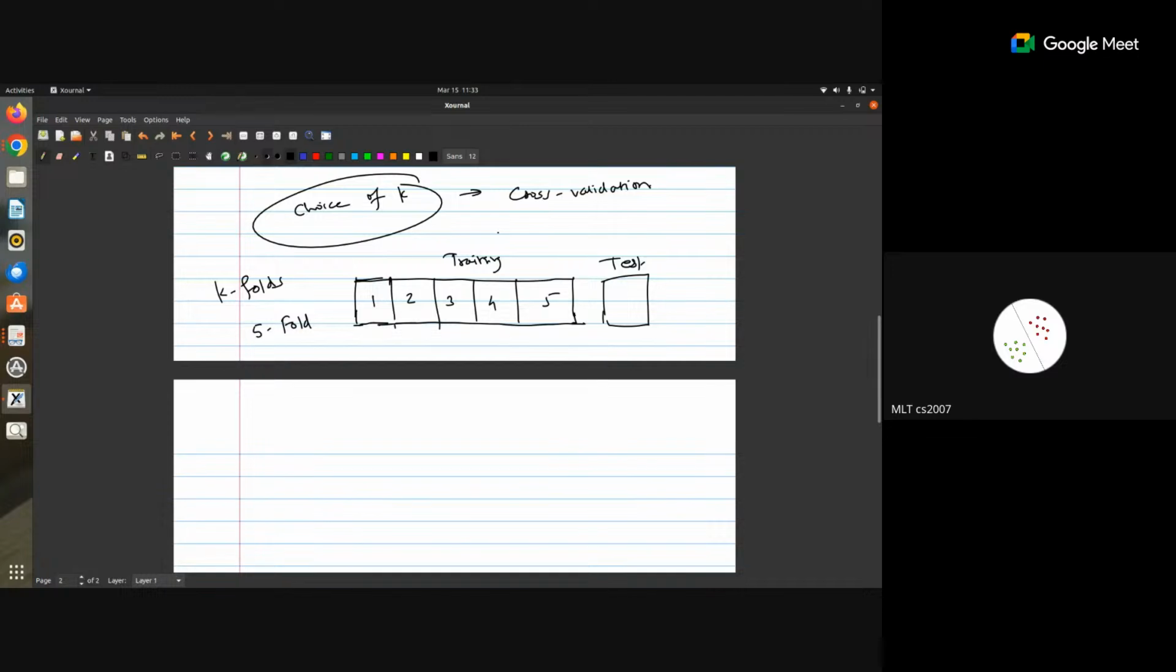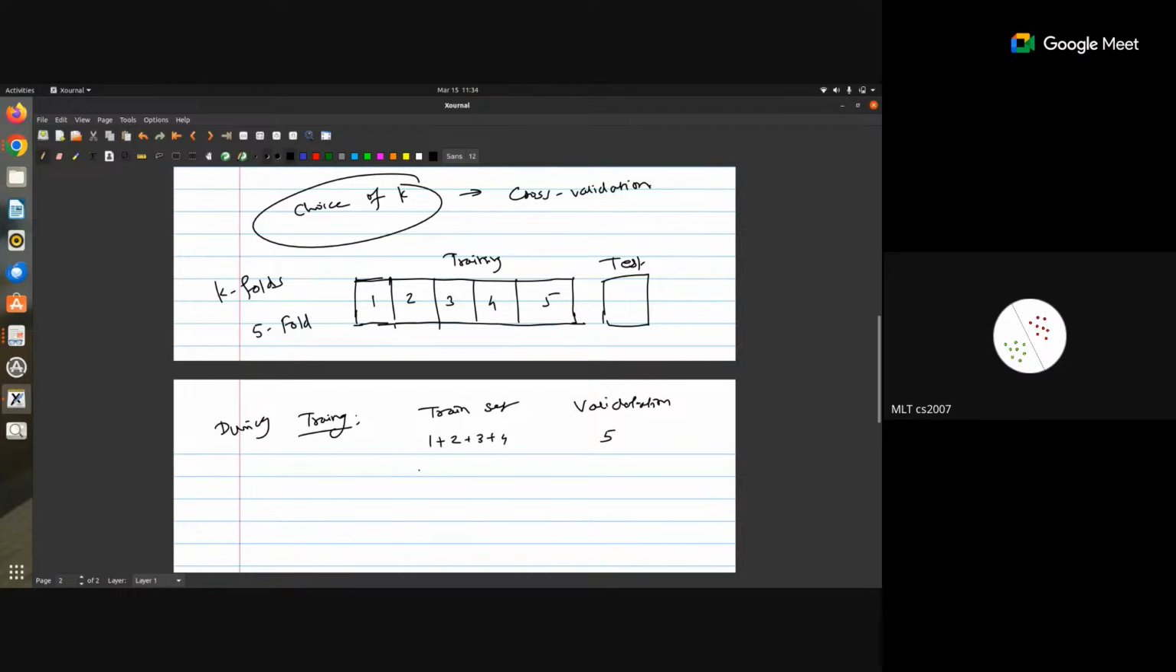What do you do then? During training, you will consider the train set as all the data from 1 plus 2 plus 3 plus 4, and the validation set, which will act as a test set, will be 5. This is the first time you do it, and you will find out the error. Generally, our purpose in everything, in supervised or unsupervised learning, is to minimize the error. So you will find out the error.